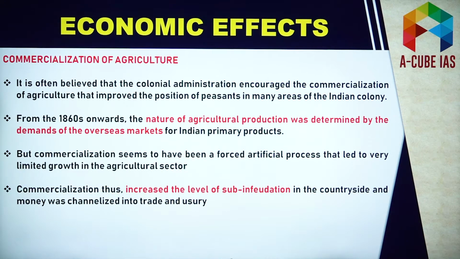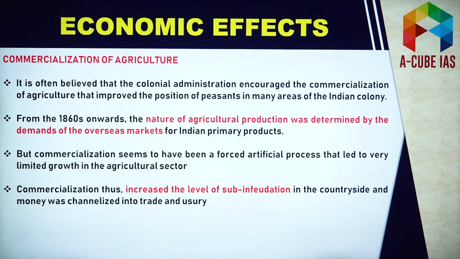So from the 1860s onwards, the nature of agricultural production was determined by the demands of the overseas market for Indian primary products. The items exported in the first half of the 19th century included cash crops like indigo, opium, cotton and silk. Now, this commercialization seems to have been a forced, artificial process and it led to very limited growth in the agriculture sector.